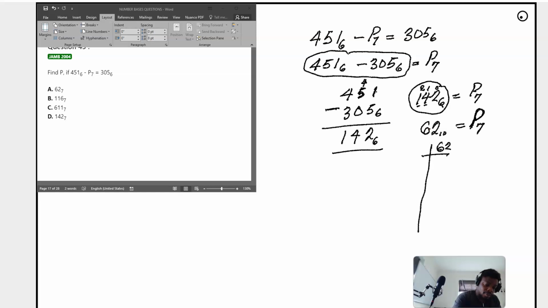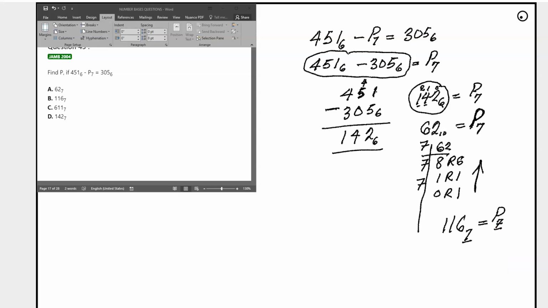So 62, 7. Okay? How many 7 can you get in 62? That is 8, which is 56. So remainder 6. So 7 in 8, 1, remainder 1. 7 here, 0, put your 1 there. So here I have 116 base 7 is equal to P base 7. The base and the base are equal. That means P is equal to 116.